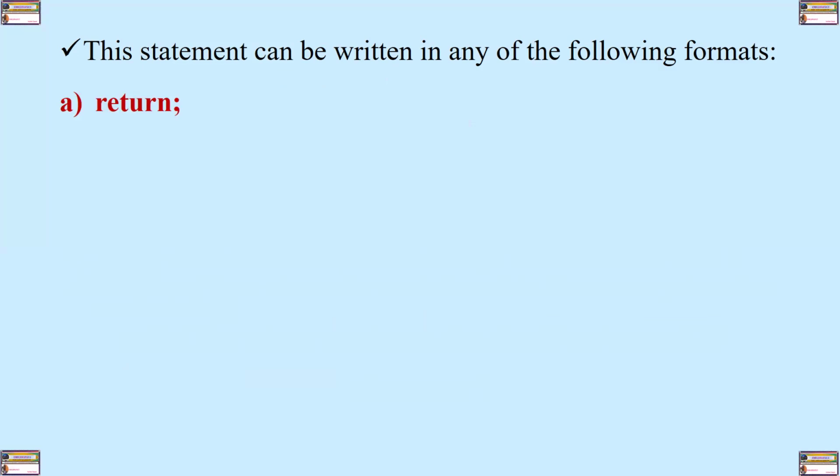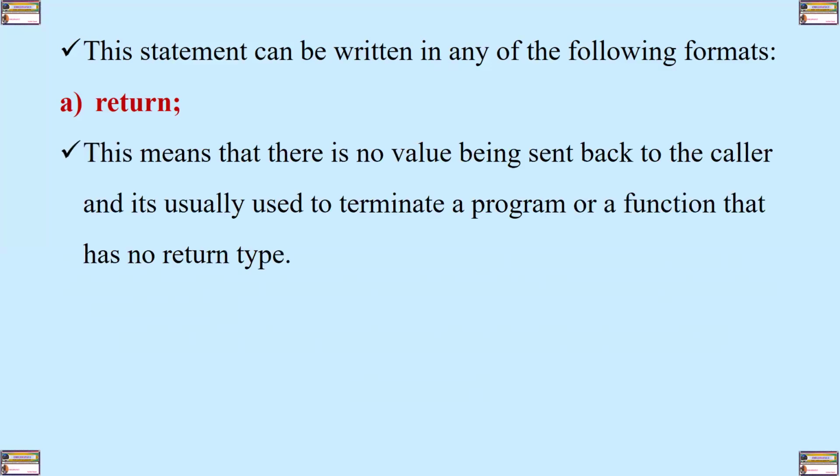Now, this statement can be written in any of the following formats. If under the main function you did not have a return data type, for example, if it was void, then this statement can just be return, because there's no value which you are returning. So return with a semicolon. So this means that there is no value being sent back to the caller, and it is usually used to terminate a program or a function that has no return type. In other words, the return type was void.